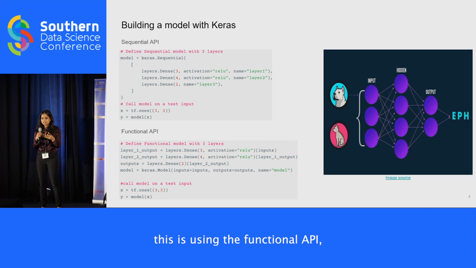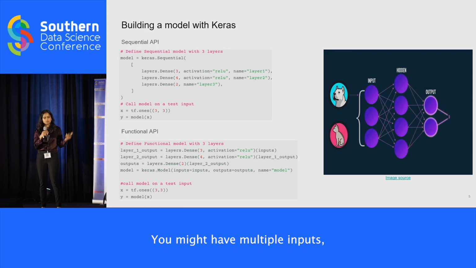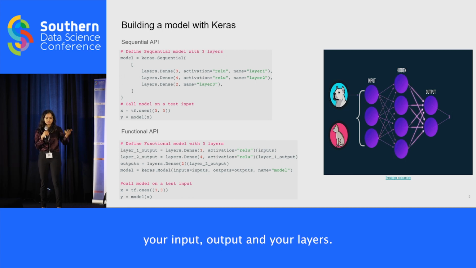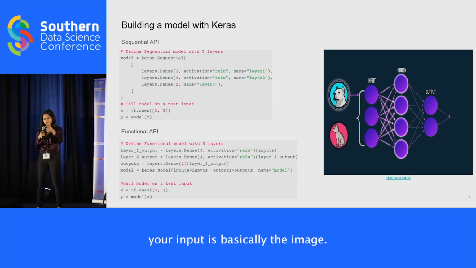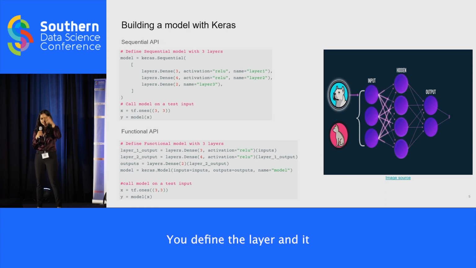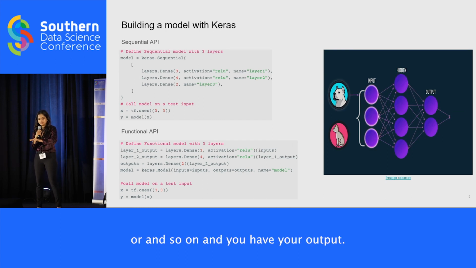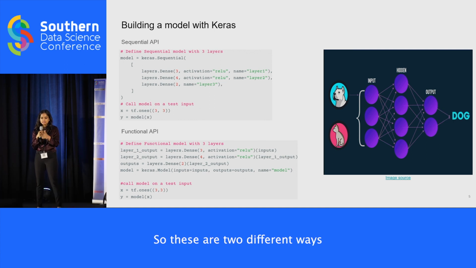And the second way of doing this is using the functional API, which is appropriate when you want to build graphs of layers, because the main idea is in deep learning, it's usually directed acyclic graphs. You might have multiple inputs, multiple outputs. So in that case, you would go with a functional API, where you have to define your inputs, your outputs, and your layers. And for each layer, you need to define what your input would be, which is typically raw input or an output coming from the previous layer. So in this specific example, your input is basically the image. You define the layer, and you specify what the input is to that layer. So layer one output is specified as input to layer two, and so on. And you have your output. So these are two different ways you can build your model. You can follow this up with model.compile, model.fit with your training data to have a trained classifier model.